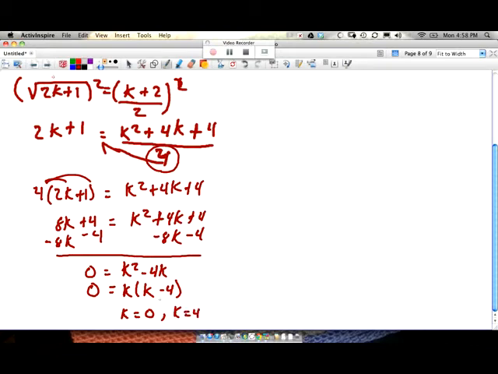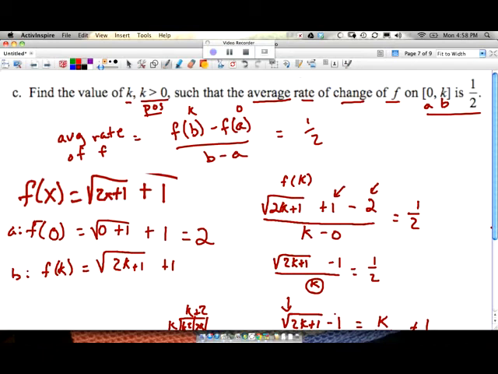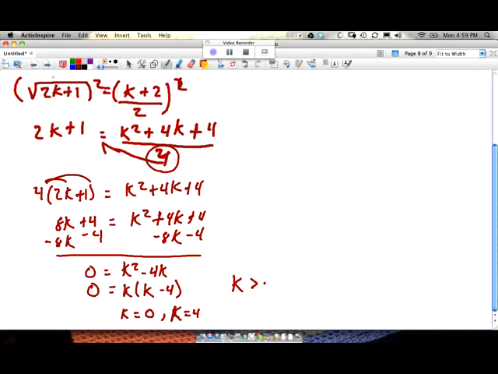Now, we've got to consider, are both of those answers possible or just one of them? Well, remember that in the original prompt it said find the value of k greater than or equal to 0. So, average rate of change on 0 to k, that means 0 is where we start. That means k needs to be somewhere beyond 0. And k has to be greater than 0. It even mentioned that. So k has to be greater than 0. So this is out. But k equals 4 is a possibility.